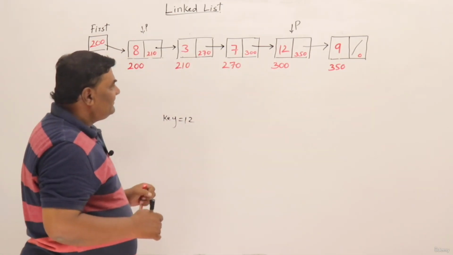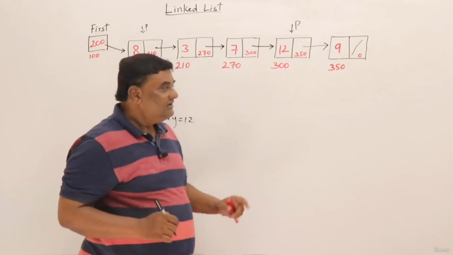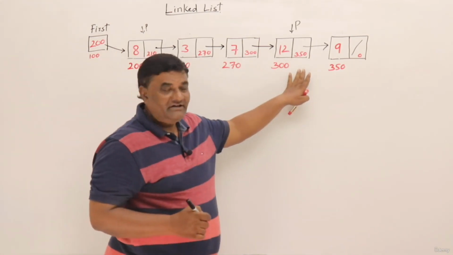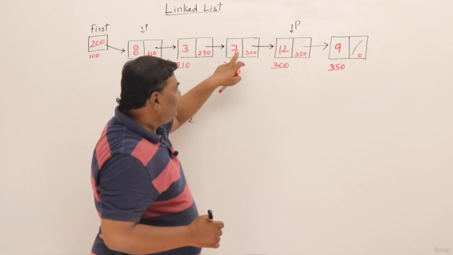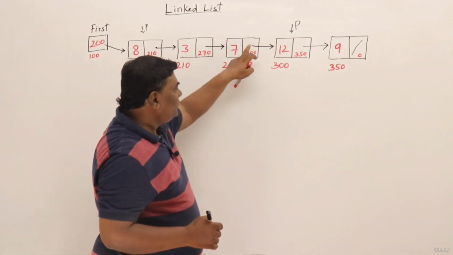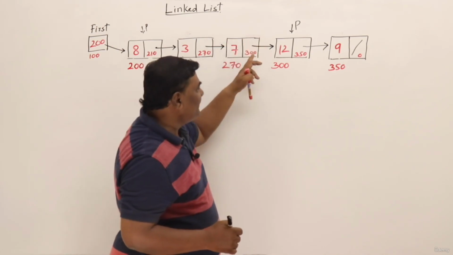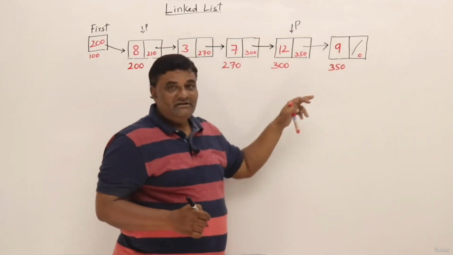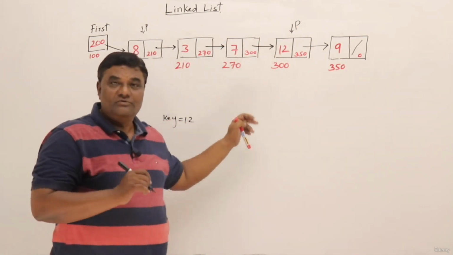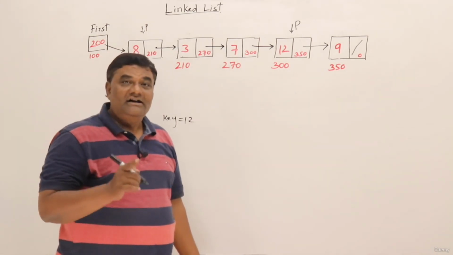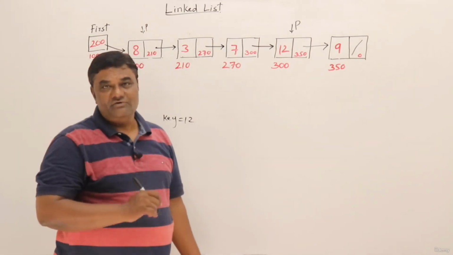So for that, we have to modify which node? This node we have to modify anyway. Then we should modify this node also. This node is pointing on 12 node, that is node 7 is pointing on node 12. It should point on 9. So I have to modify previous node also. So for that, I should have a pointer on previous node also.